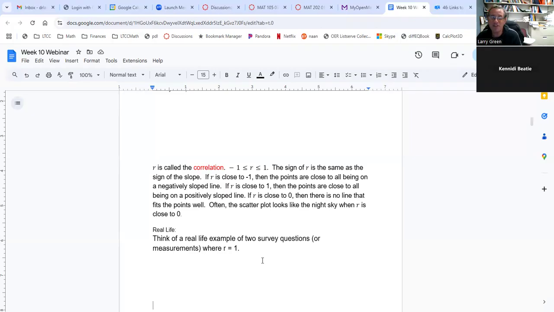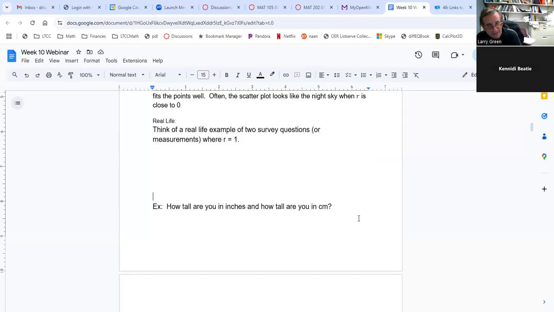So what if the first survey question was, how tall are you in inches? And the second survey question is, how tall are you in centimeters? Then that has an exact correlation of 1, because there is a mathematical formula, a linear formula, where if you know how many inches someone is, you can figure out how many centimeters they are. Does that make sense? Okay, so if there isn't some mathematical formula like that, then it's not going to happen. So that's the example I have.